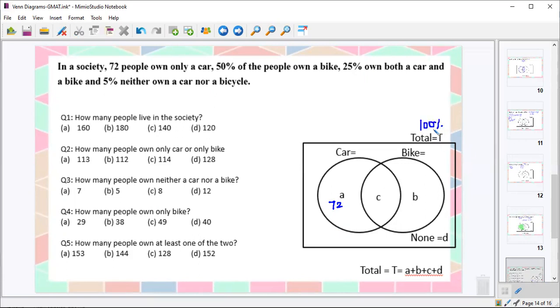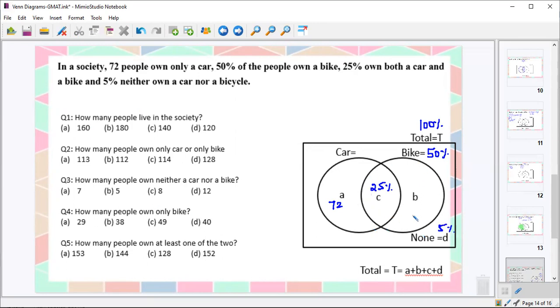If this is 100%, 50% of the people own a bike. So this 50 represents bike is equal to 50%. 25% own both a car and a bike. So C is equal to 25%. 5% neither own a car nor a bicycle. So this is equal to 5%.